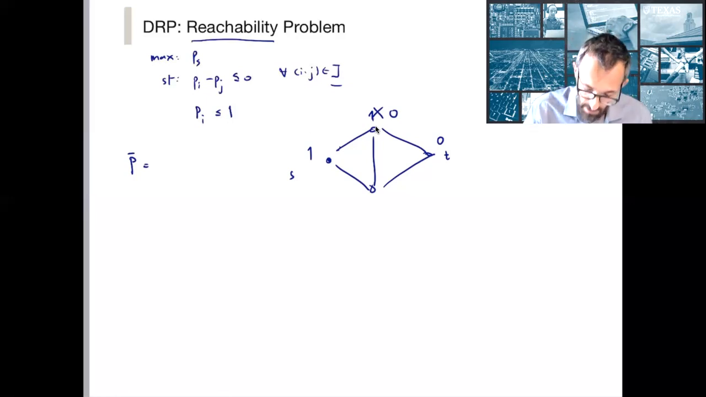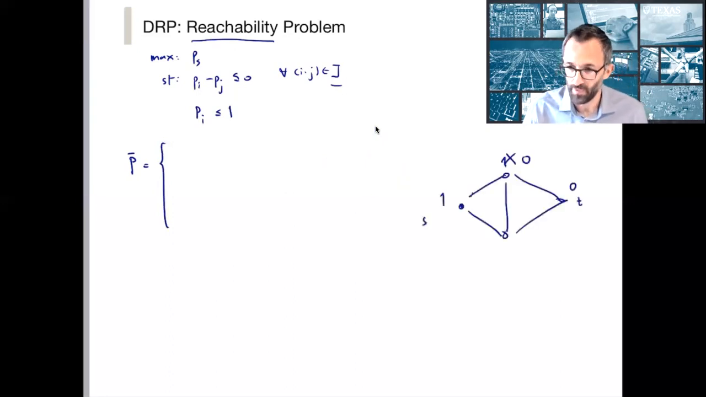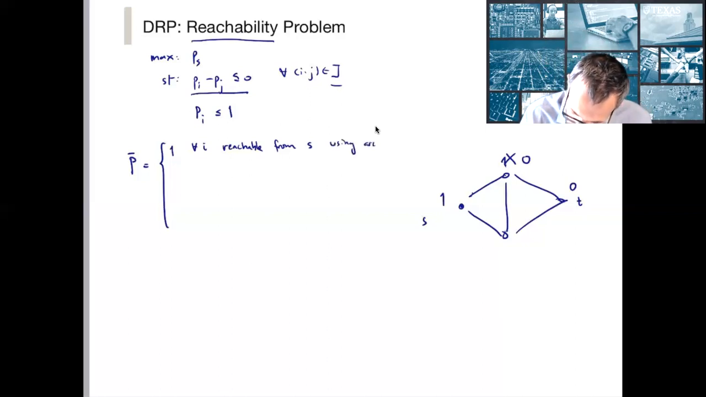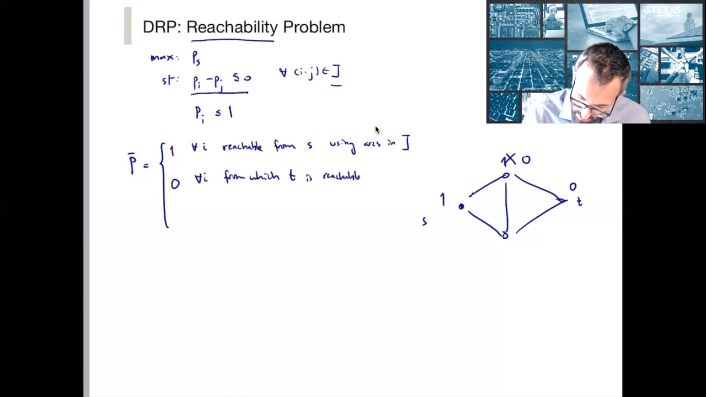So the solution P bar is equal to 1 for every I that's reachable from S using arcs in J, because it's these constraints that force this propagation of the 1 from S, and similarly it's those constraints that force the backward propagation of 0 from T. Using arcs in J, it's 0 for every I from which T is reachable, again using arcs in J. And then we can just put a 1 for all other nodes.